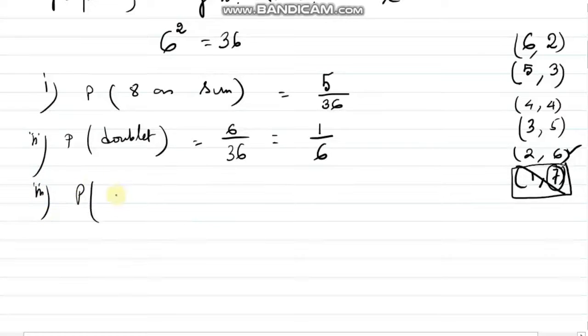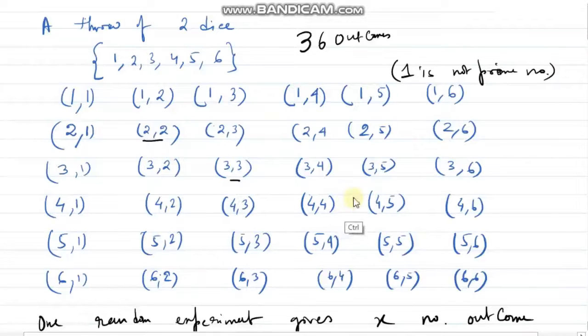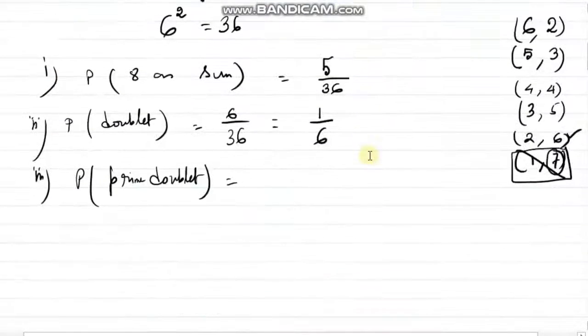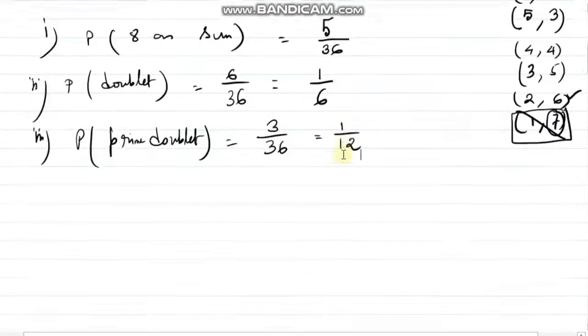Next one, probability of prime doublet. This is one common mistake in probability. Many times we make this error. Please be very careful. 1 is not a prime number. The prime numbers start from 2. So 1 is not a prime number. So doublet and prime, that will be 2, 2, 3, 3 and 5, 5. 4, 4 and 6, 6, obviously they are not prime. You guys will agree, I think. So the probability of prime doublet will be 3 divided by 36. The simplified answer will be 1 divided by 12.